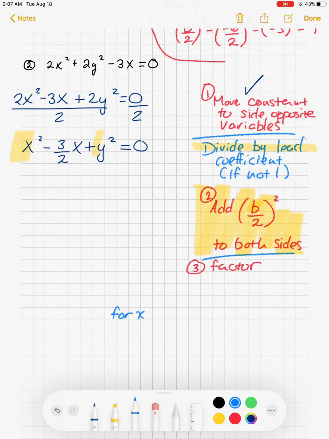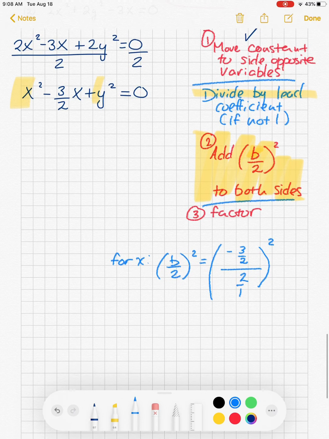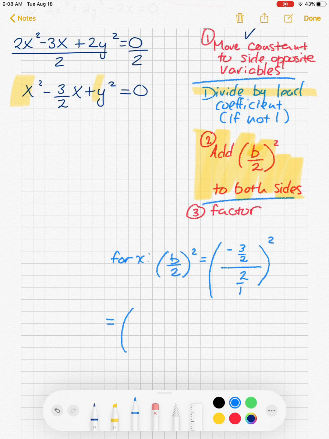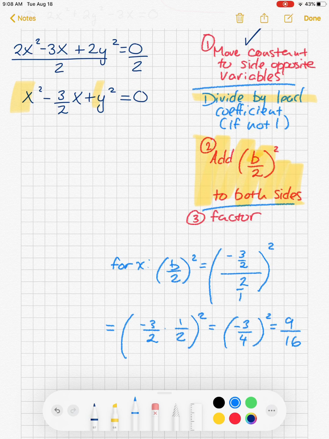So let me find the special numbers. So the b over 2 squared, let's do it this way. So the b is negative 3/2. Okay, so this one's a little more interesting. So top fraction stays the same. Bottom fraction flips. Multiply, so it's negative 3/4 squared. Square the top, square the bottom. 9 over 16. Now actually the y, look at this, there's no linear term for y. So actually the y is already done. Like, you'll see what I mean.